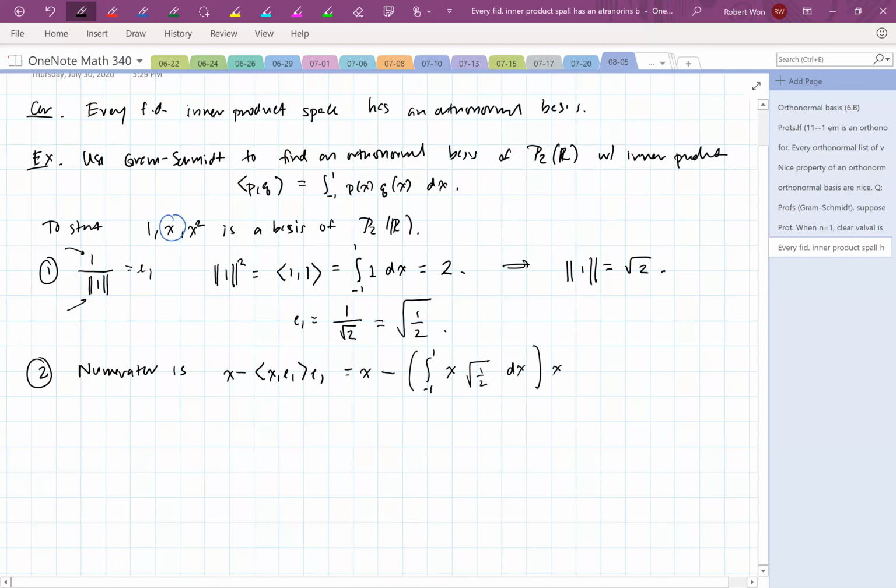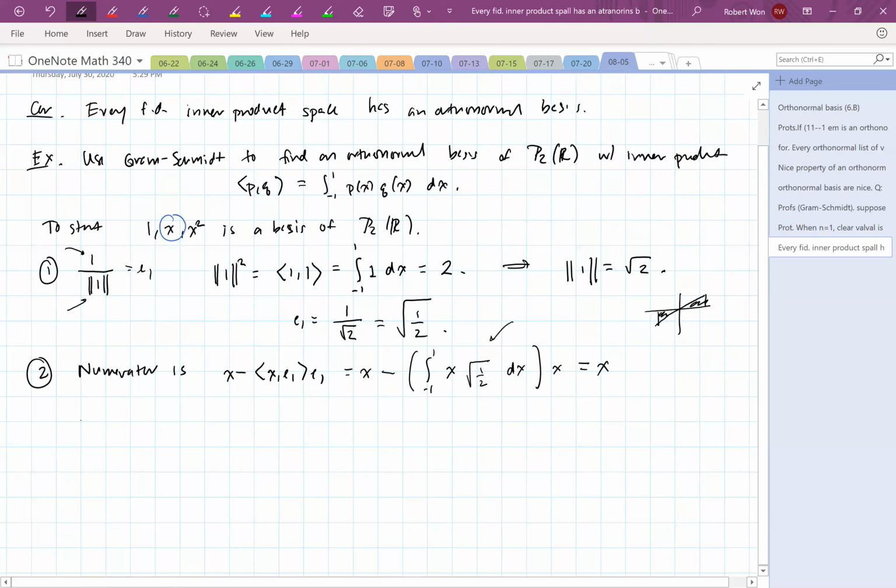Okay, but maybe the easiest way to see this is that this definite integral, the thing that you're integrating, is an odd function. So the integral from -1 to 1 is just 0, right? The integral that you're doing here is some integral that looks like this. You'll get 0. So in the end, this is just x. Okay, in particular, x is orthogonal to 1. But it's not necessarily a length 1 thing.